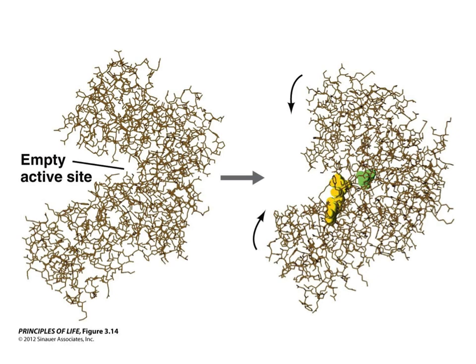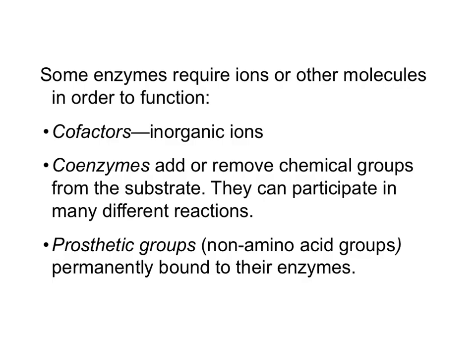Here's a diagram of an enzyme. So all of these different pieces that you see are the different R groups of the enzyme. And this entire thing is the enzyme itself with an empty active site. The substrates can then go into the empty active sites where the chemical reactions will take place.